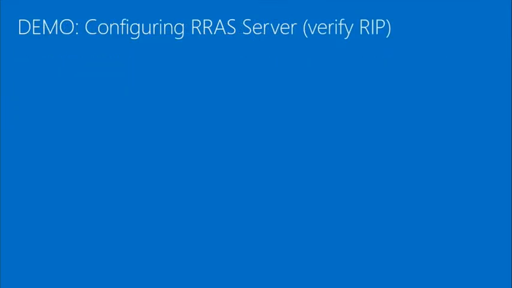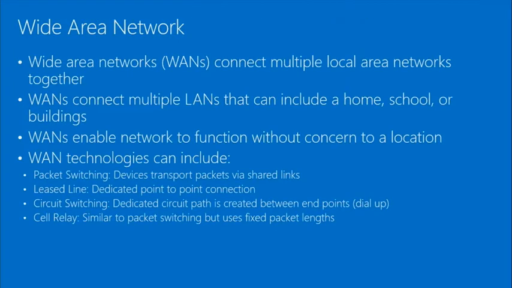Okay, so we've demoed routing and remote access. Next, let's talk about wide area networking. Wide area networks connect multiple local area networks together. Local area networks could include, say, a home, an office, a school, a building, a manufacturing plant, and then wide area networks connect these systems together. They allow networks to function without concern to location.